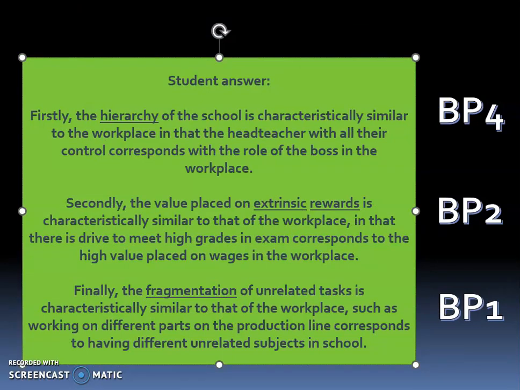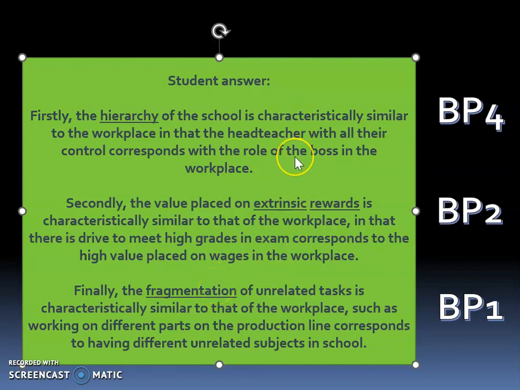exam technique. They've clearly indicated 3 characteristics, and they do that by showing firstly, secondly, and finally. They also visually, you can see that they've offered 3 different characteristics by missing a line between each point. And these characteristics are given, which I've underlined, which gets them the first identification mark. So they've used hierarchy, extrinsic rewards and fragmentation.